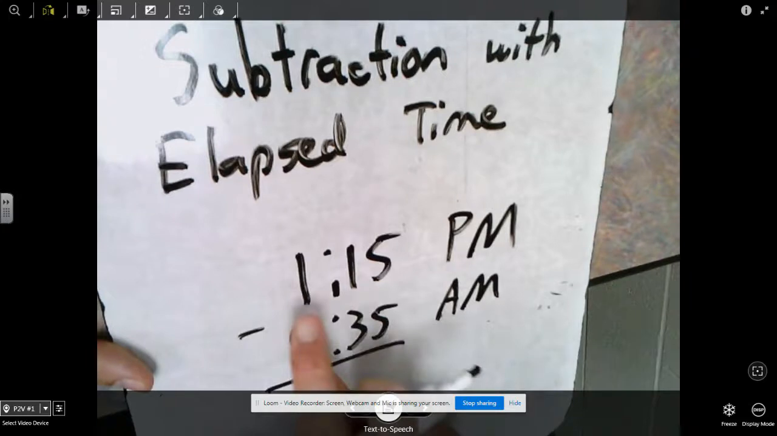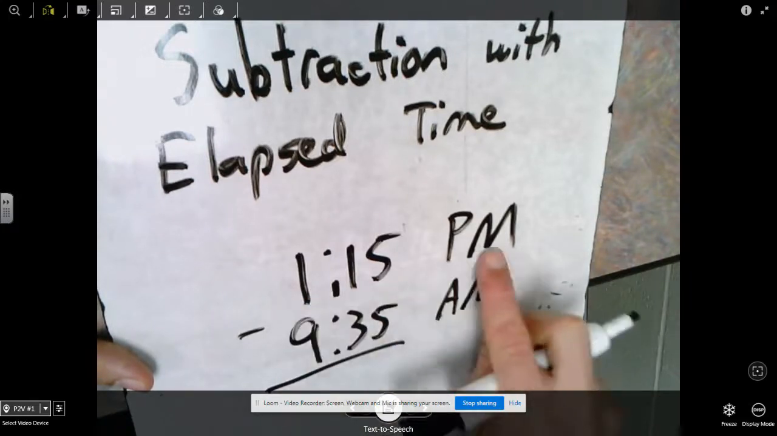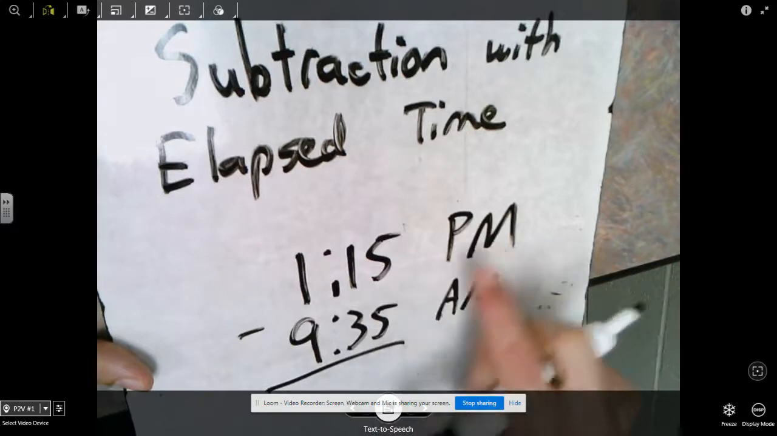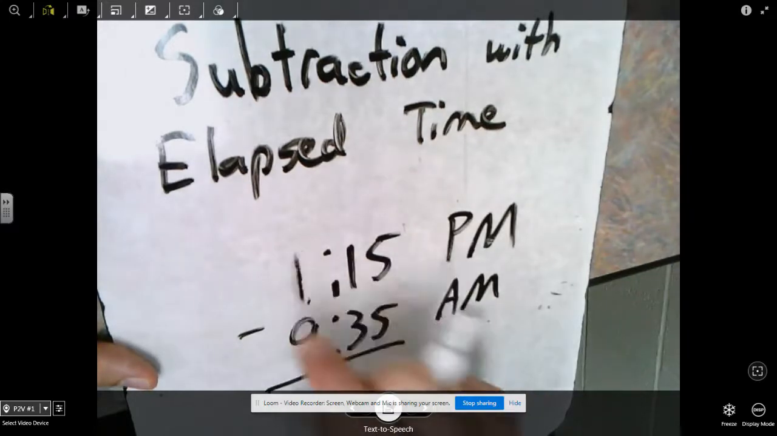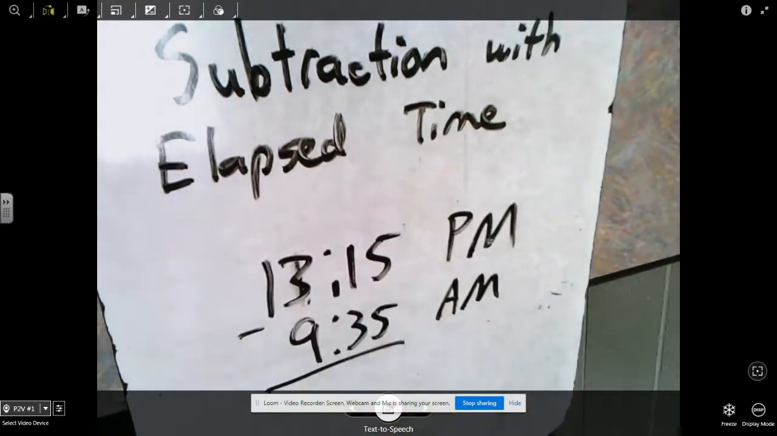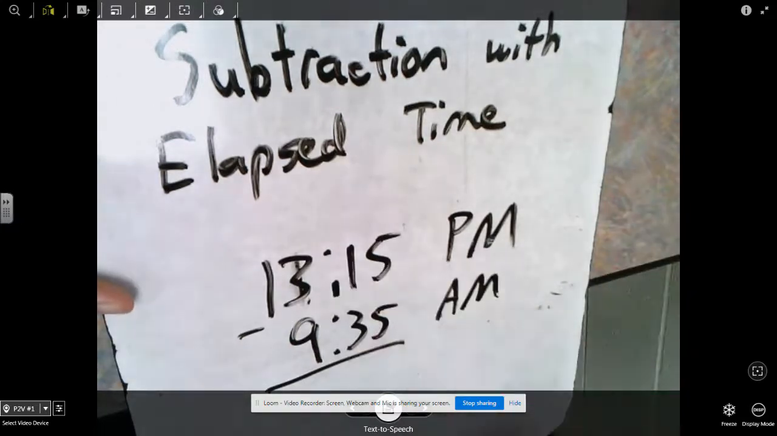First, I'll have to change this to a 24-hour clock. So this means a PM means past midnight. So past midnight, this is 12 additional hours. That's the little way I remember it. So I have to add 12 to that 1. 12 plus 1 is 13. And now they're based on after midnight. So this is 13 hours and 15 minutes after midnight. That's 9 hours and 35 minutes.